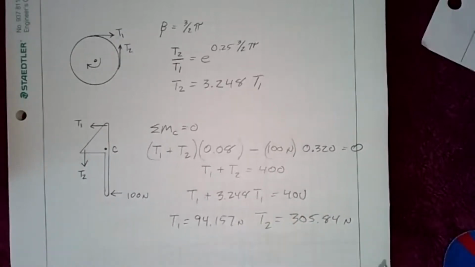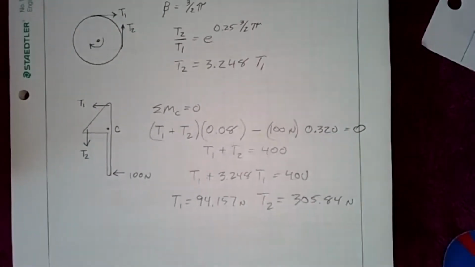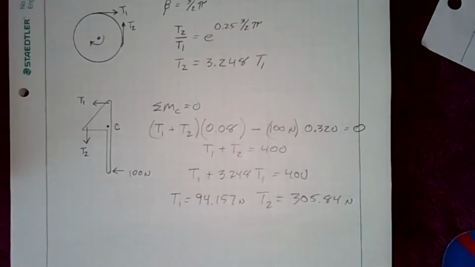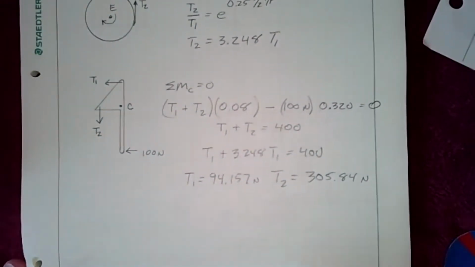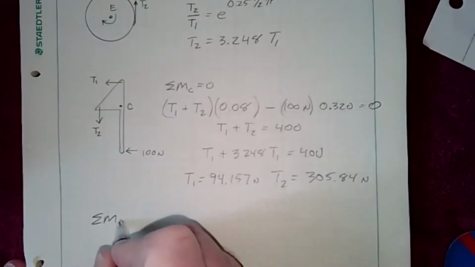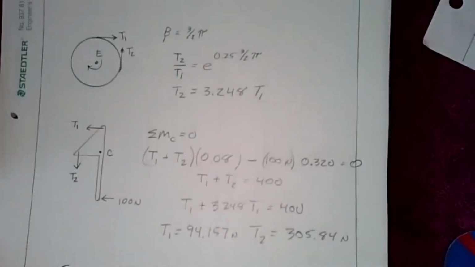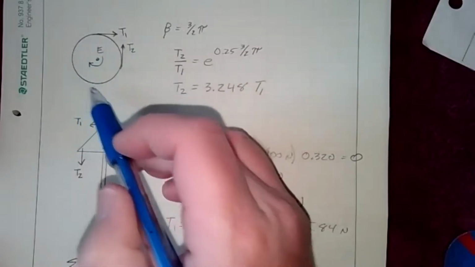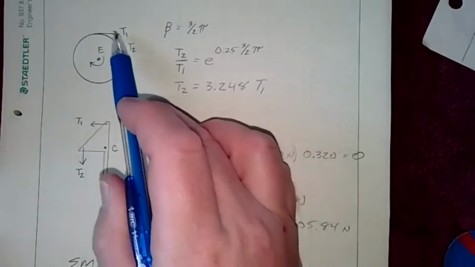I'm not done yet, because ultimately I'm trying to figure out the moment required to cause this. We know that E is the center, right? So the last thing we're going to do is sum the moments about E to 0. If we go back and look at this, we can see that T2 is going one way and T1 is going the other way. So T2 is going to be a positive moment, and T1 is going to be a negative.